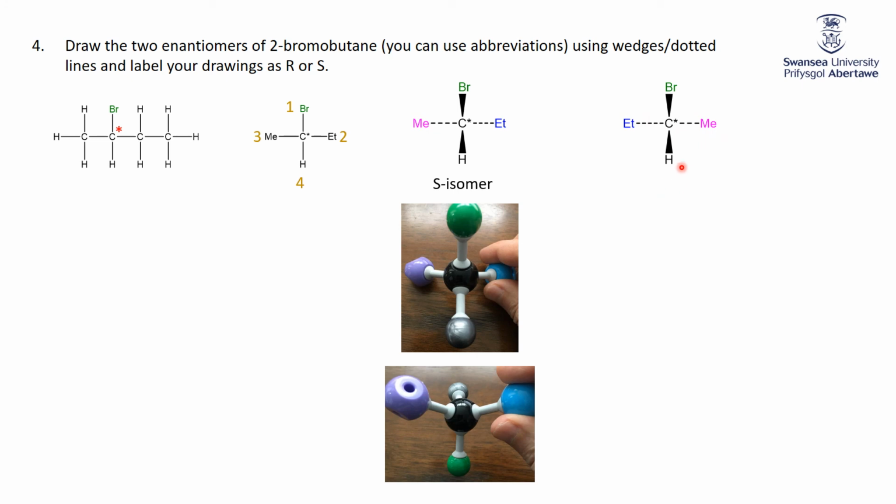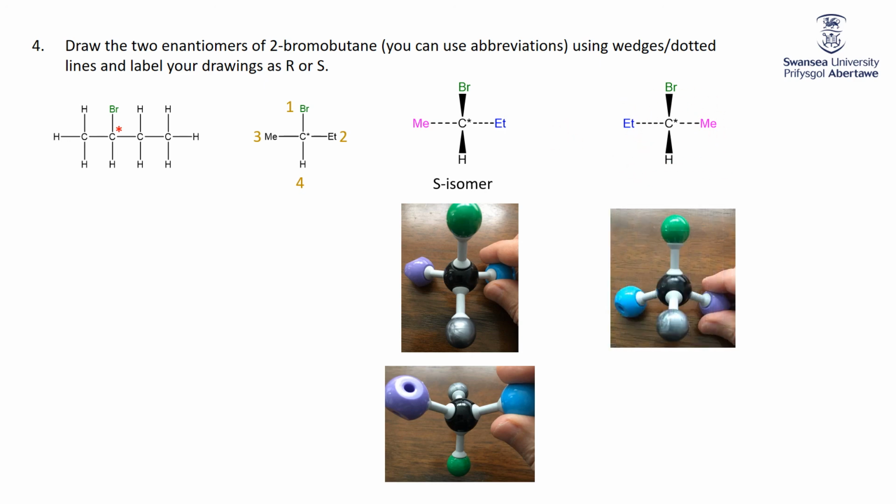Well, let's make sure that that is in several ways. First of all, hydrogen coming out at us, that's the lowest priority group, so whichever way I go is opposite. So 1, 2, 3, I'm going anti-clockwise, but of course because the hydrogen is coming out at us, anti-clockwise means R. Let's draw the models.